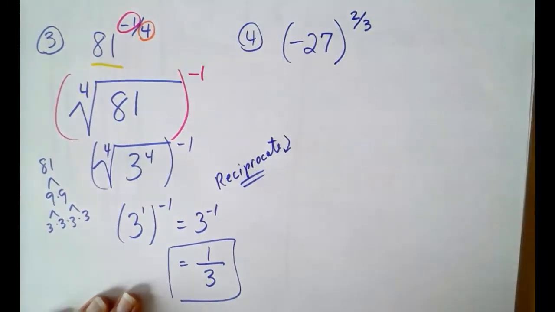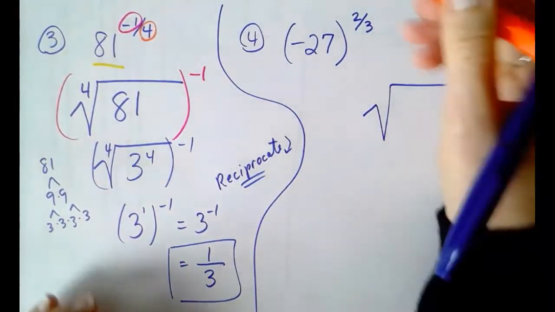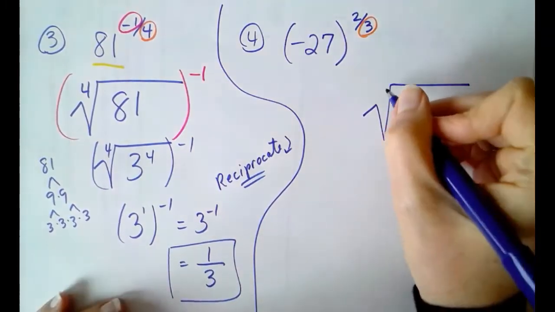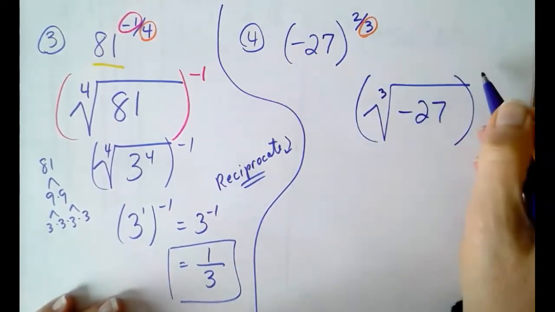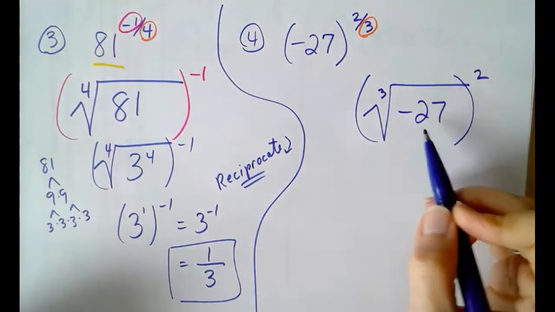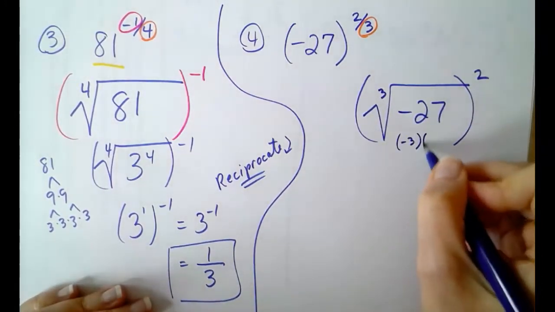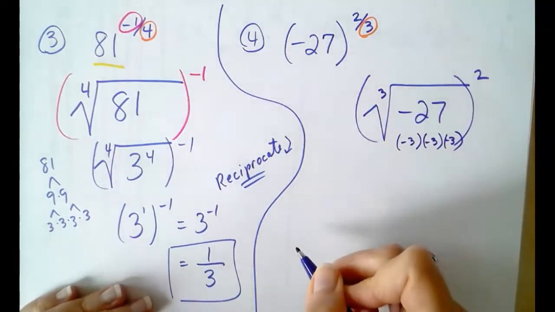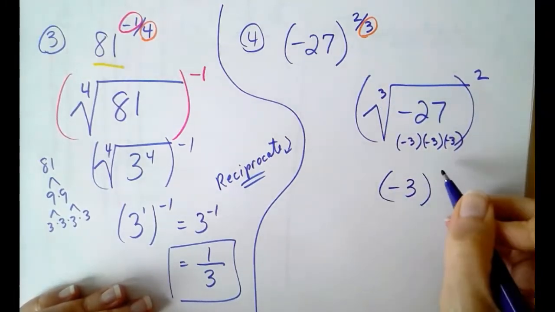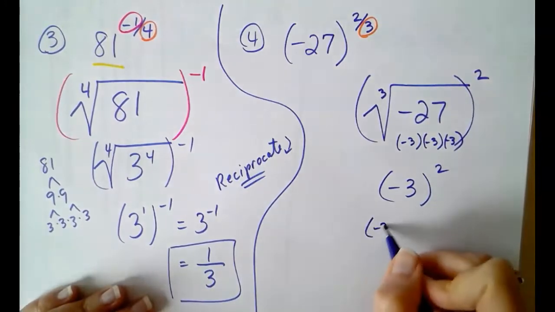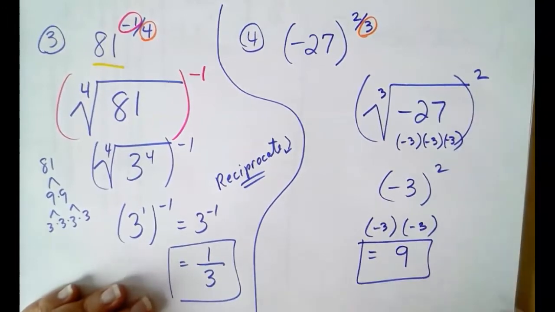We're going to do the same thing with number 4. So this will be the cube root. The denominator of the fractional exponent is the index of the radical. The cube root of negative 27 to the second power. Now, we can take a cube root of a negative number because negative 27 is negative 3 times negative 3 times negative 3. Therefore, the cube root of negative 27 is negative 3. And negative 3 squared means negative 3 times negative 3, which will indeed be 9. So all of that goes to 9.